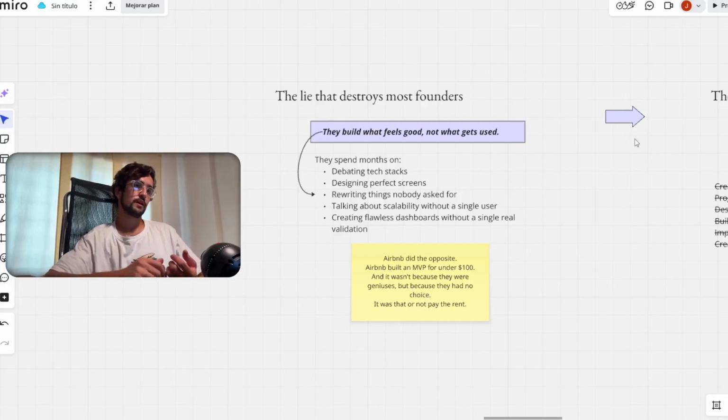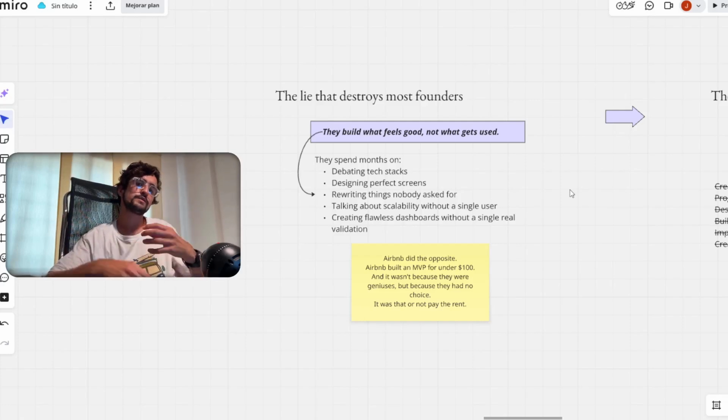So this is the lie that destroys most founders, okay? And I'm not judging you because I was in the same place. When I was starting out, I was making the same mistakes. They build what feels good, not what gets used. They spend months debating tech stacks, designing perfect screens, rewriting things nobody asked for, talking about scalability without a single user, creating flawless dashboards without a single real validation.